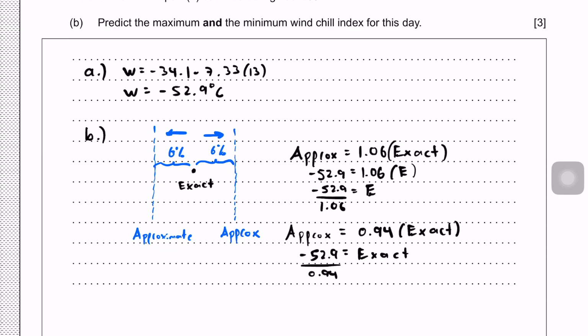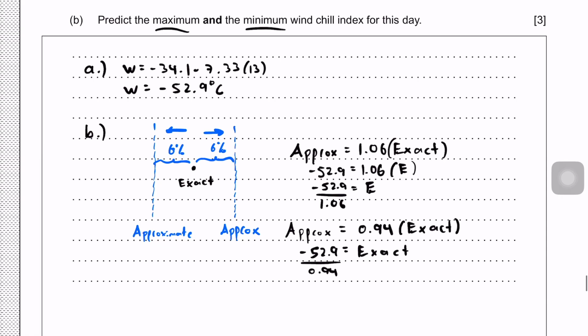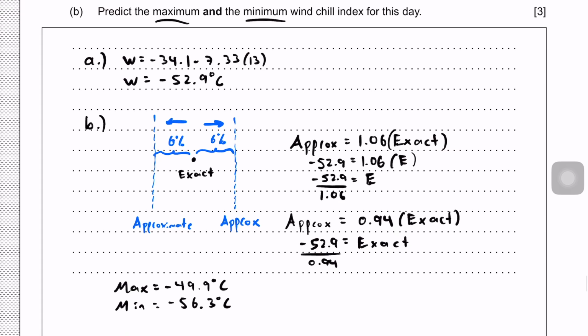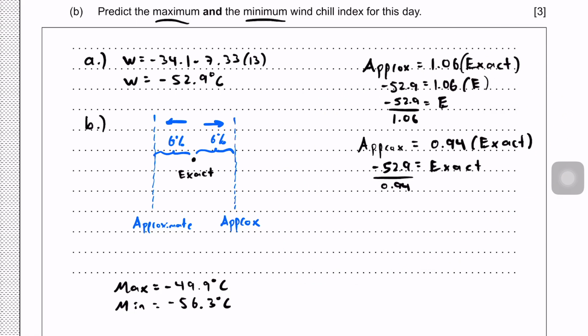We're asked to find the max and the min. So what could we do? The max temperature, I suppose, would be equal to negative 49.9 degrees C, and the minimum temperature could be as cold as negative 56.3 degrees Celsius. Okay, that is that.